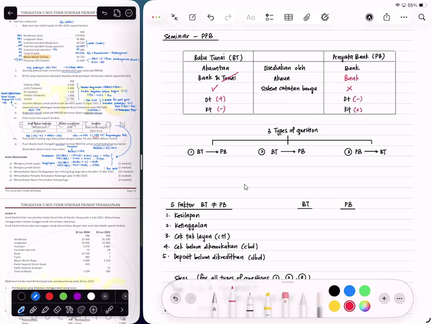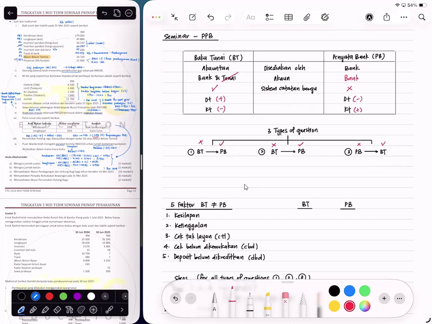Okay, then the second part, we have totally three types of PBB question. First type and second type, both also same starting by buku tunai. And penyata bank, the one starting by penyata bank will be only type 3 question. But no matter how, the logic of correction is to make the wrong become the right one. So if you want to start by buku tunai, that means buku tunai is wrong, penyata bank is right. If you start by penyata bank, that means penyata bank is wrong, buku tunai is the right one.